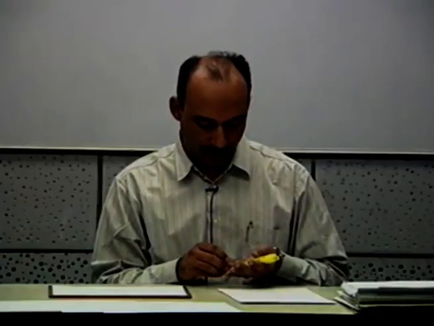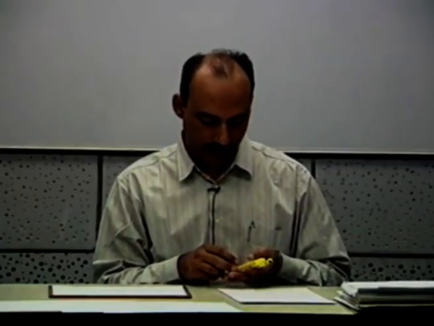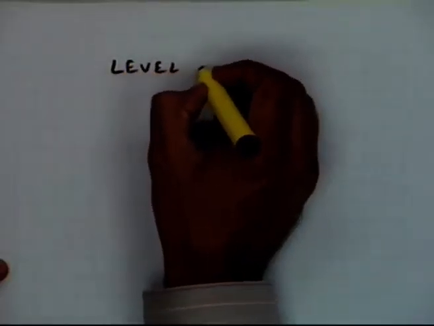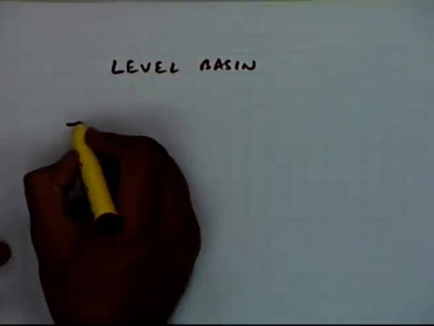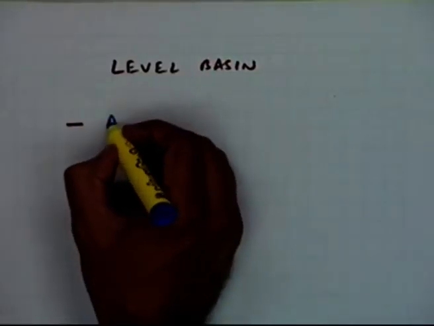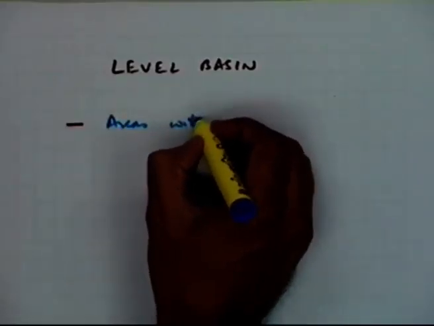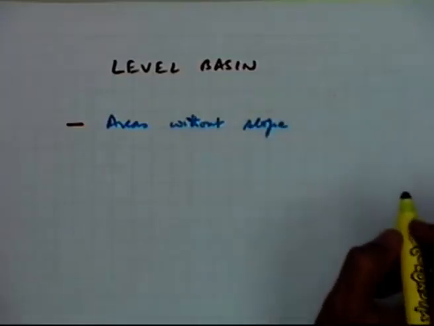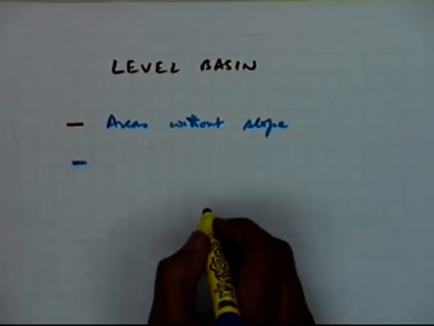If you remember, we have discussed earlier that the level basin is a special case of the border. The only difference is that level basins do not have any slope, they are level areas without slope. They are relatively small in size.